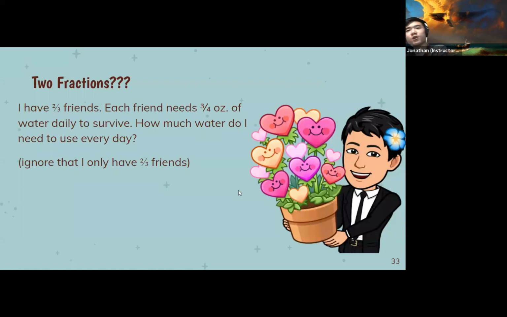So ignore the fact that I have 2/3 friends. We're going to focus on the problem and not the logic, because that's in that competition. Oftentimes you have to ignore the logic and do the problem. So the problem becomes 2/3 times 3/4.